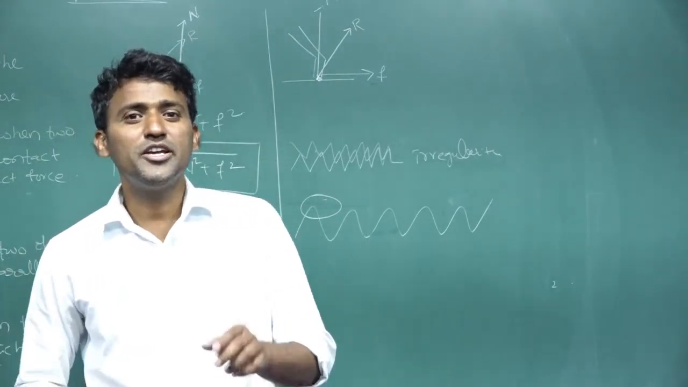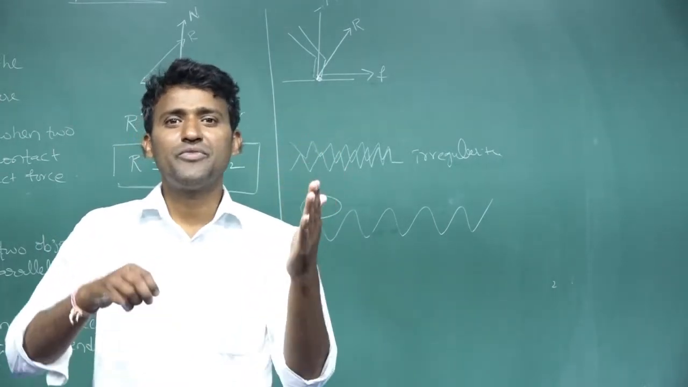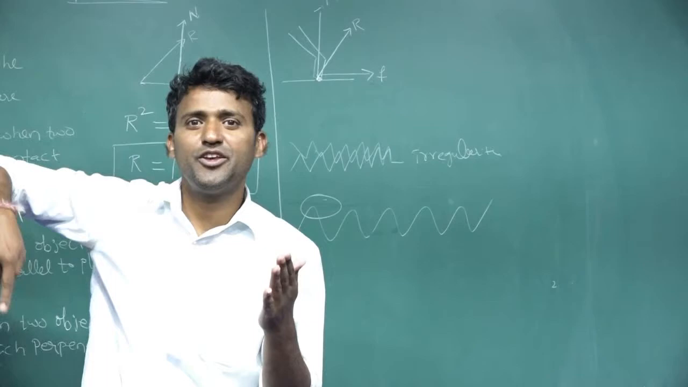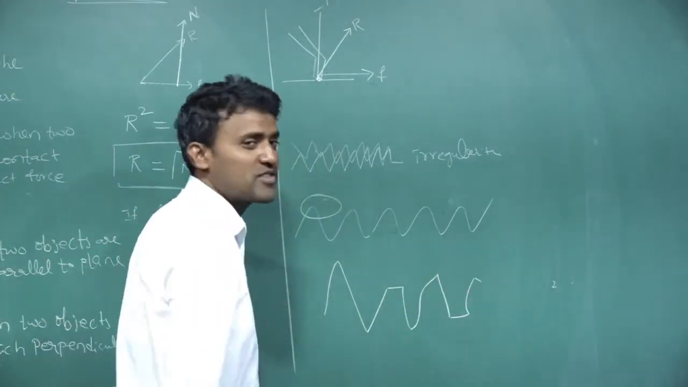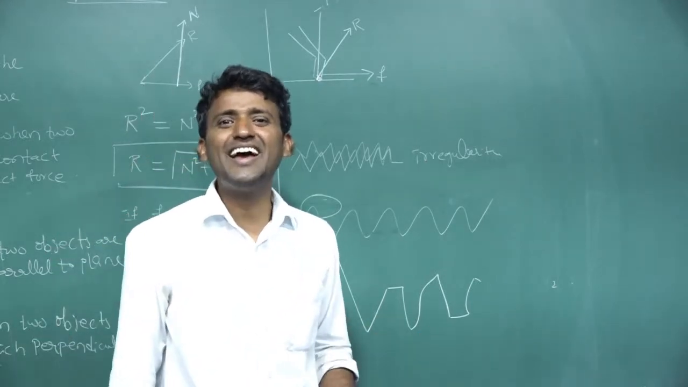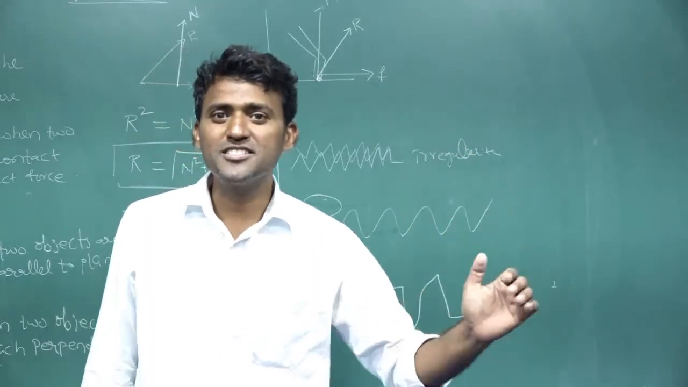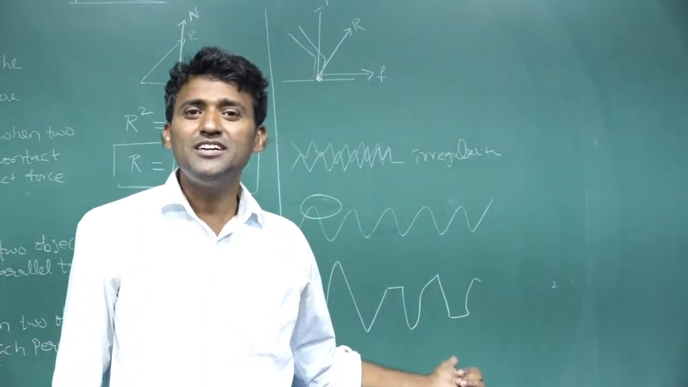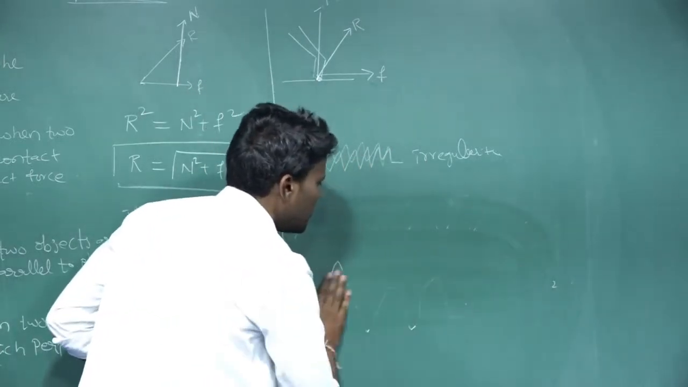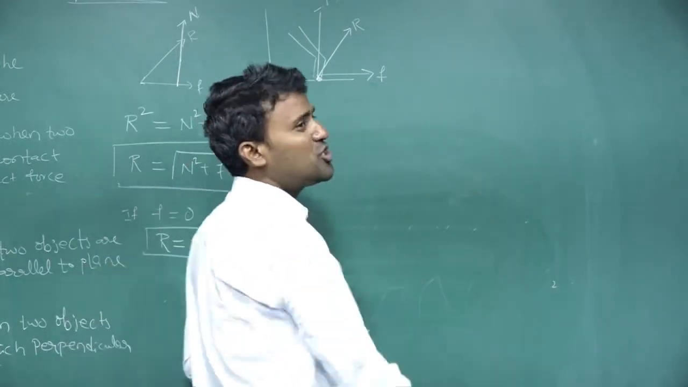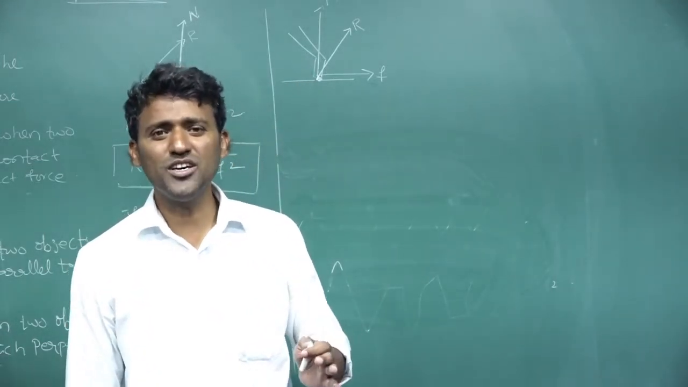For example, if you observe your shoes, just see the bottom. You can observe spikes and grooves. These spikes and grooves are nothing but irregularities. These irregularities cause the friction. That is nothing but a rough surface, isn't it? Okay. So frictional force is nothing but a force that opposes the motion and supports the motion.